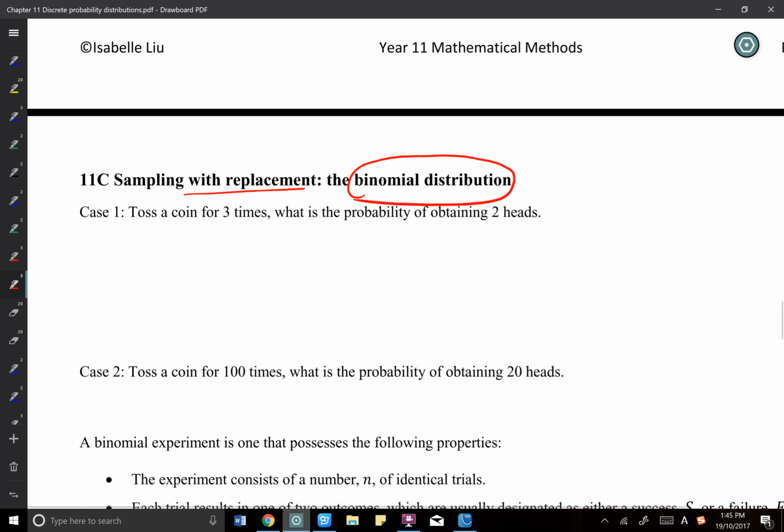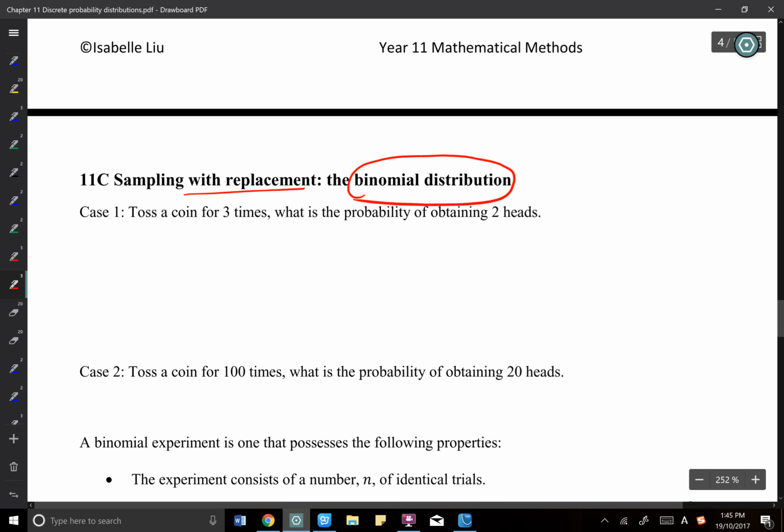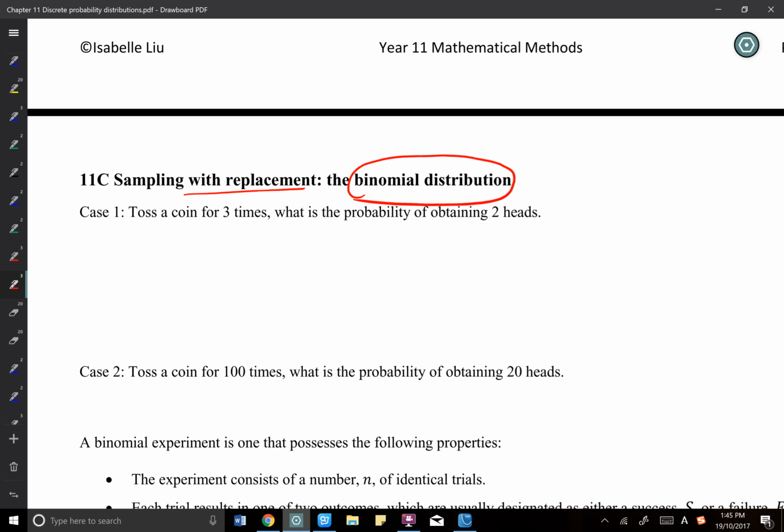Let's have a look at this one. Why are we doing this? First of all, I'm explaining that. So toss a coin 3 times. What's the probability of obtaining 2 heads? Tell me what method you use to find this.